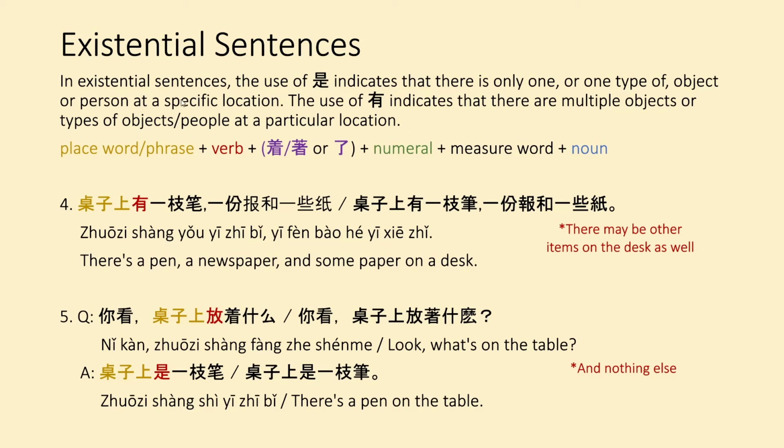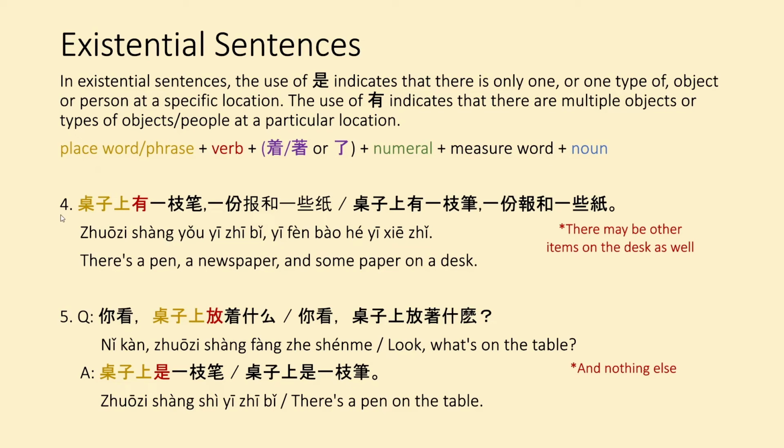In existential sentences, the use of 是 indicates that there is only one or one type of object or person at a specific location. The use of 有 indicates that there are multiple objects or types of objects or people at a particular location. So this is just the same sentence structure as in the previous slide.